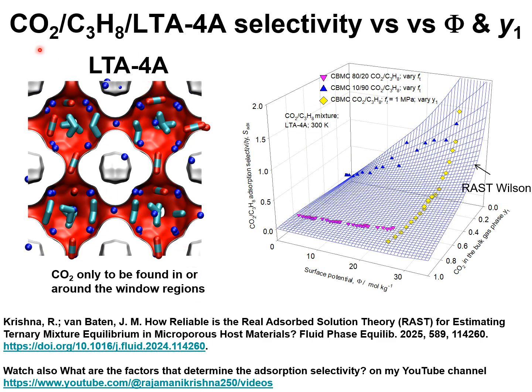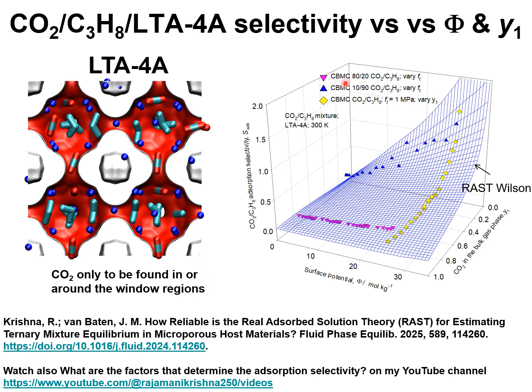We turn to adsorption of mixtures of CO2, propane in LTA4A zeolite. That's a cation exchange zeolite with 96 sodium cations per unit cell. These cations are located near the window regions, and CO2 also preferentially locates near the window region. This results in an inhomogeneous distribution of gas adsorbates because the propane molecules are located predominantly within the cages.